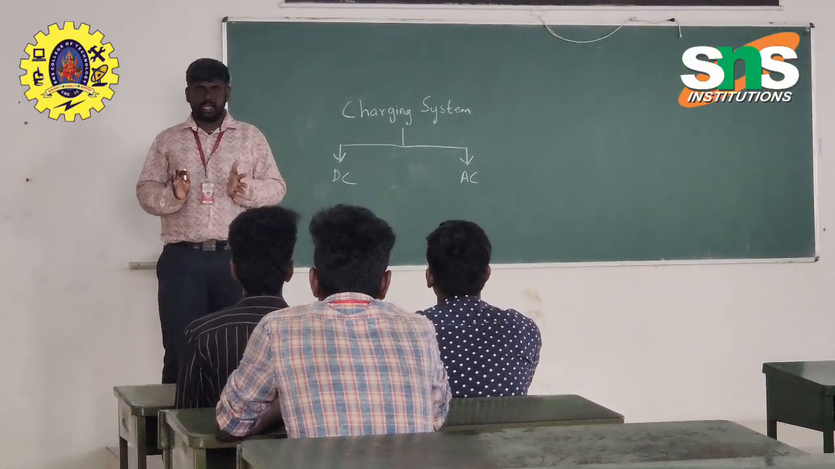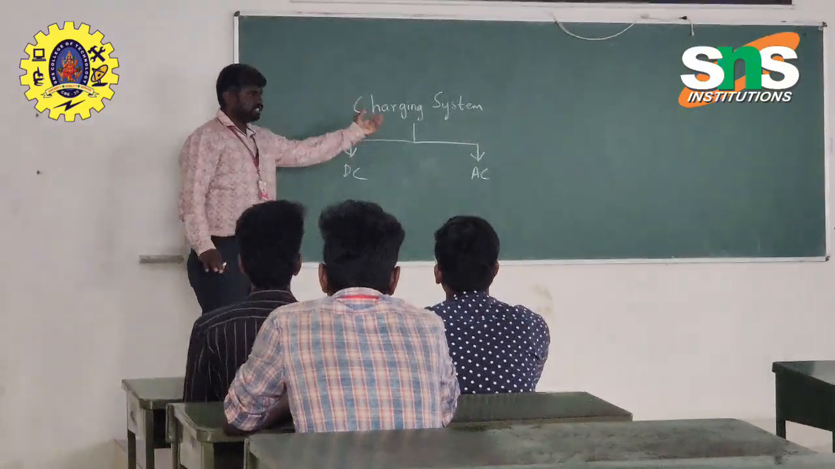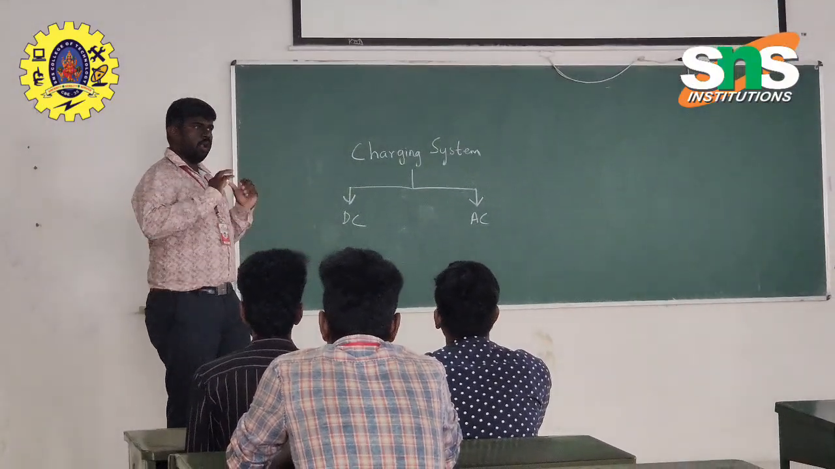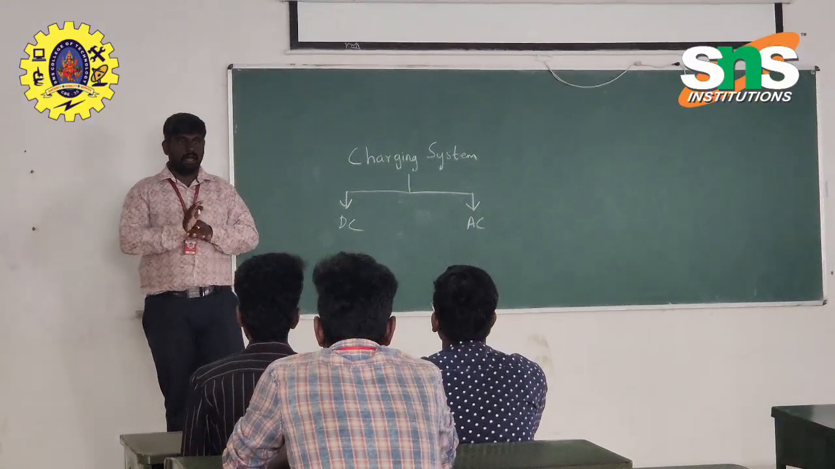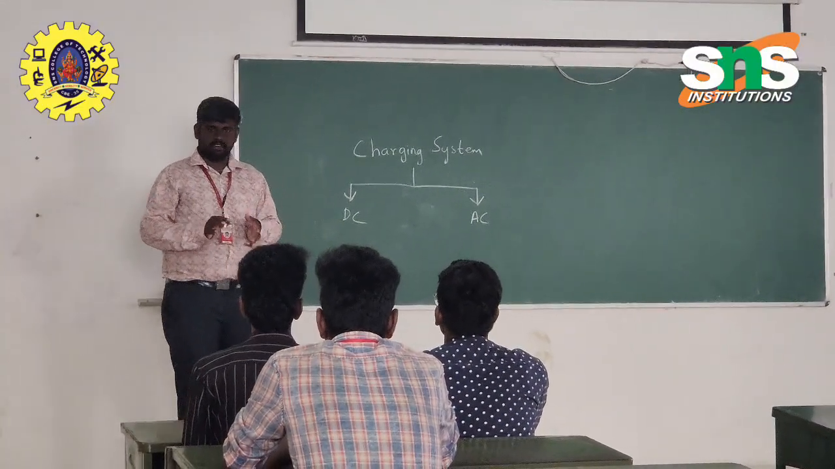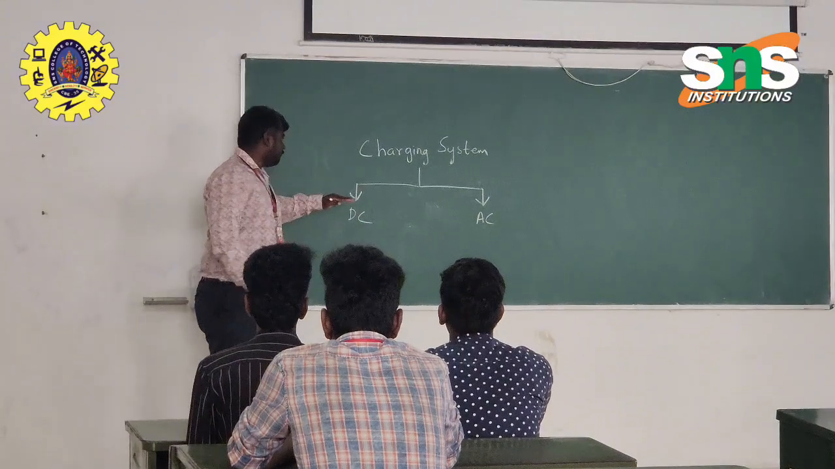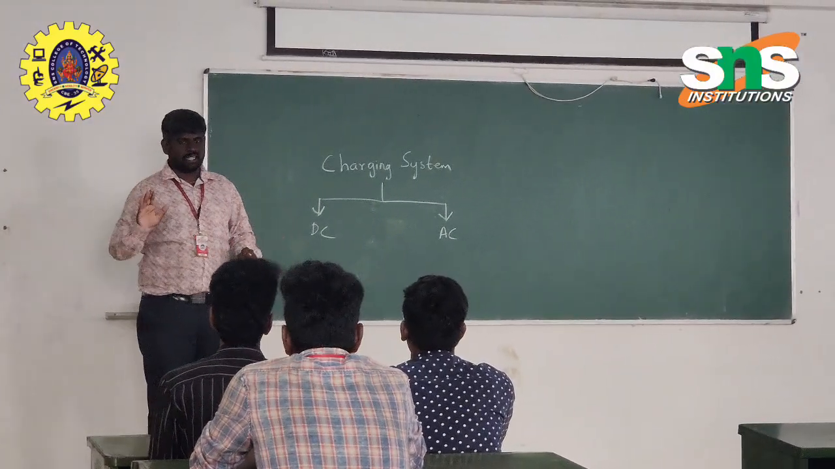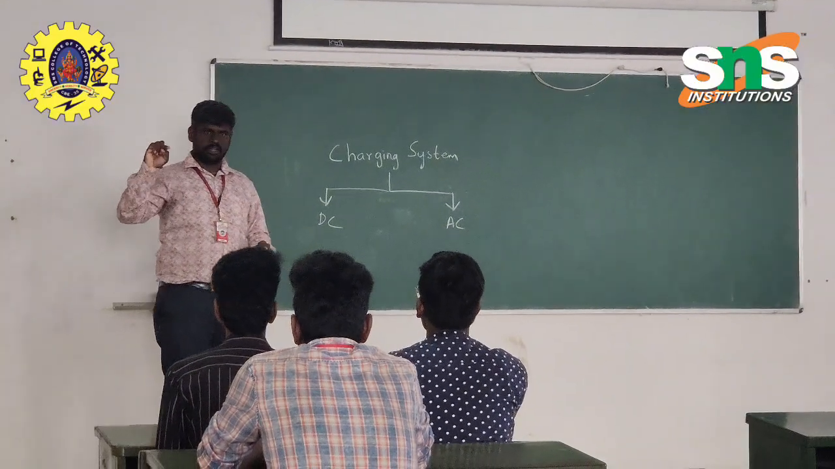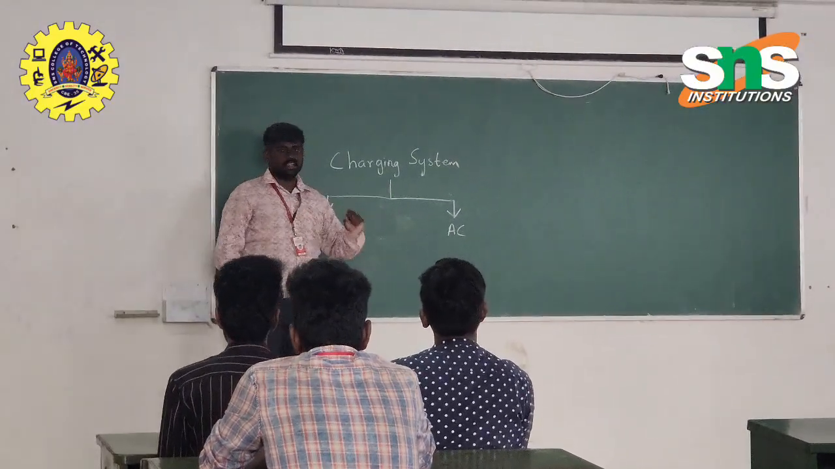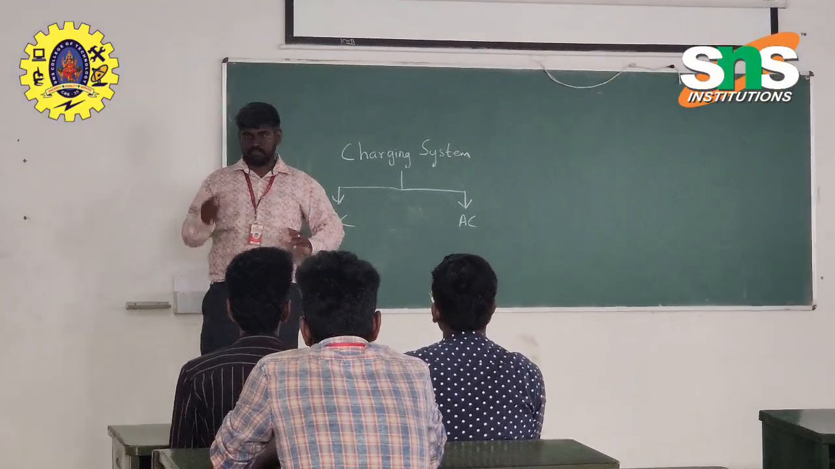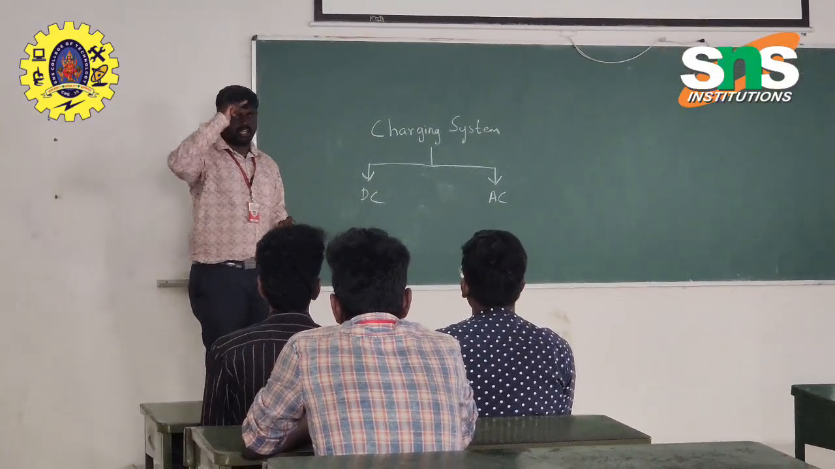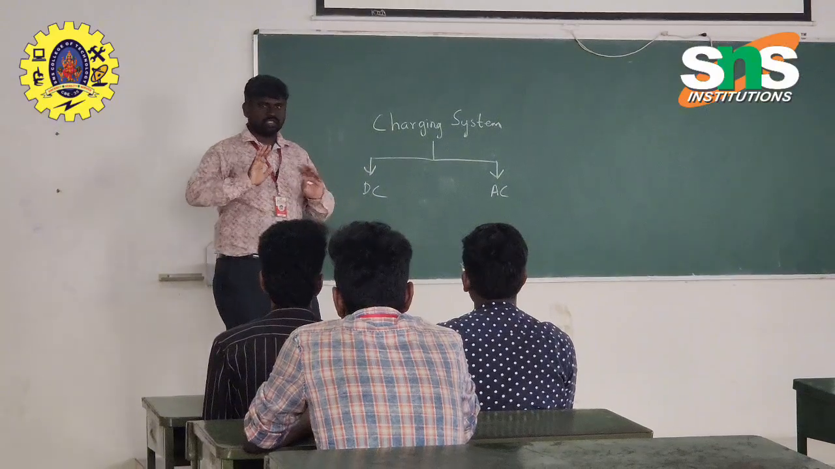The AC generator works on the same principle as the DC generator. It consists of a stator and a rotor, everything is the same, but the output is different. In DC, the input is mechanical energy and the output is electrical energy in the form of DC current. But in AC, the input is the same mechanical energy, but the output is alternating current. As we know, alternating current is sinusoidal. That's the difference.